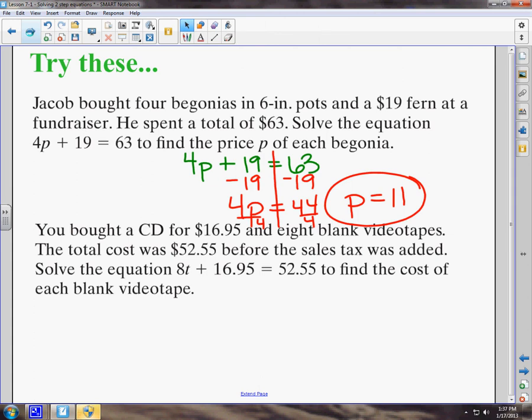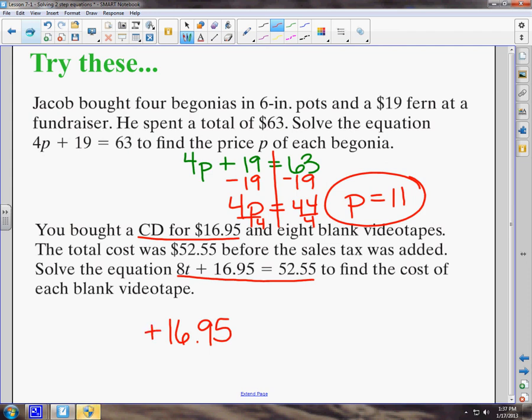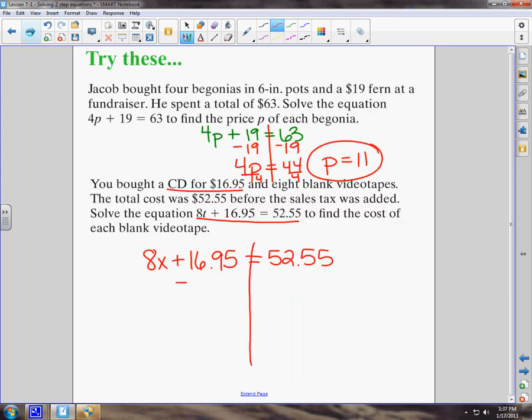You bought a CD for $16.95 and 8 blank videotapes. The total cost was $52.55 before sales tax. Now they're being nice here and giving you the equation. They won't always do that. They want to guide you through it. If I bought a blank CD for $16.95, that's how you get the $16.95. And then also add on 8 blank videotapes. They didn't tell me how much the videotapes were, but my total cost was $52.55. So then I minus $16.95 from both sides.